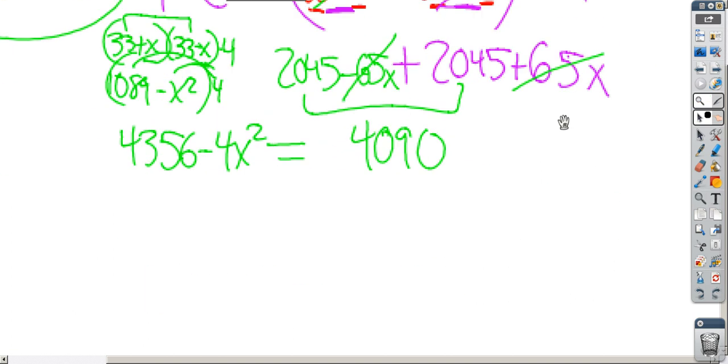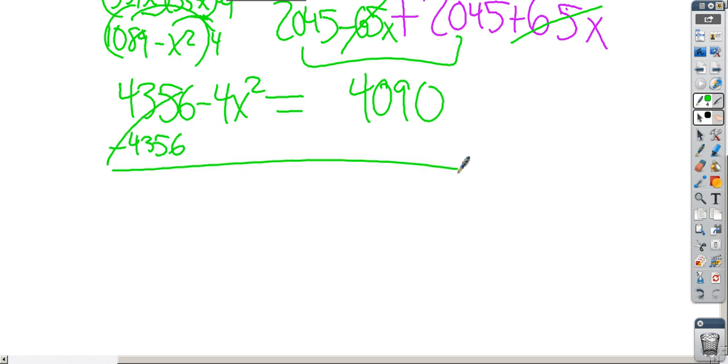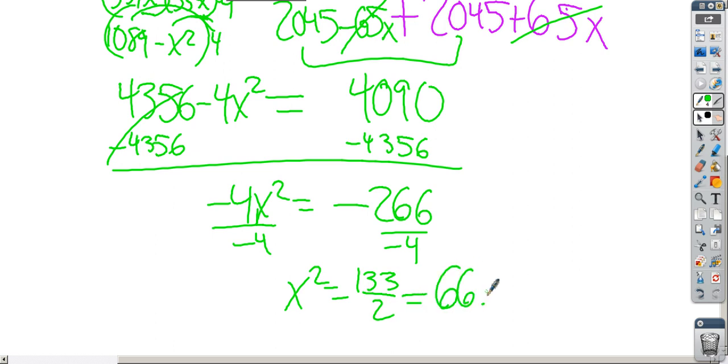Okay, now we're almost ready to begin to solve this. So let's move the numbers to one side, the x's to the other. So that will cancel. If we subtract 4,356 over here, we would get negative 266, I believe. Let's just double check that. Yeah, negative 266, and that equals negative 4x squared. We'll divide by negative 4. So x squared equals, this right here reduces to 133 over 2, which also reduces to 66.5.